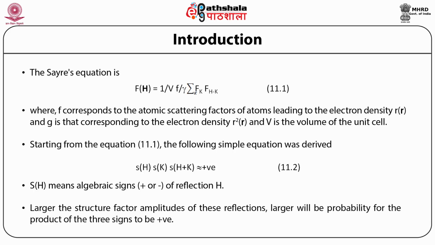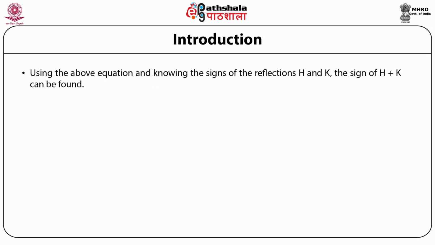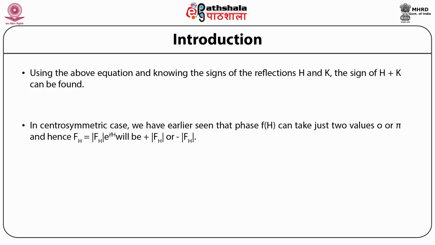Larger the structure factor amplitudes of these reflections considered in 11.2, larger will be the probability for the product of the three signs to be positive. Using the above equation and knowing the signs of the reflections H and K, the sign of H plus K can be found. So let us consider an example. As all of us know, in the centrosymmetric case, the phases can assume only two values, either 0 or pi, whereas in the non-centrosymmetric case, the phases can go anywhere between 0 and 2 pi.